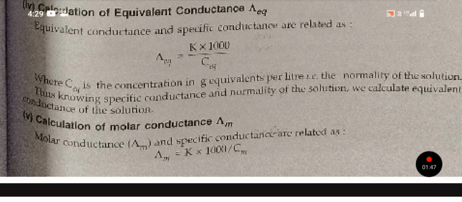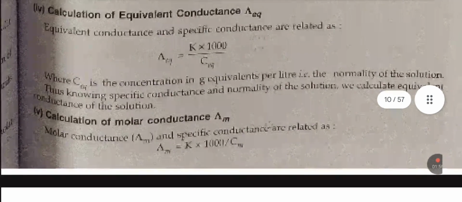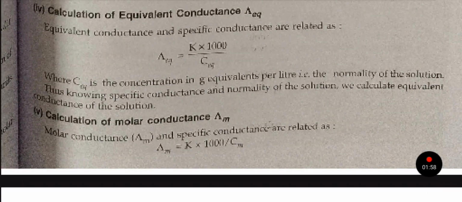Calculation for equivalent conductance. Equivalent conductance and specific conductance are related to each other as lambda equivalent is equal to K into 1000 by C equivalent, where C equivalent is concentration in gram equivalent per liter, the normality of the solution. Thus, knowing specific conductance and normality of solution, we can calculate the equivalent conductance of the solution.